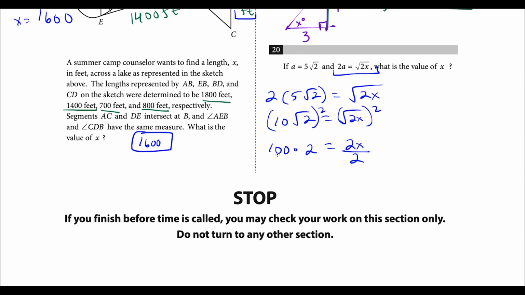And then from here, I could just divide both sides by 2. And that tells us, once 2 over 2 cancels, that x is equal to 100. And that's our solution to 20.